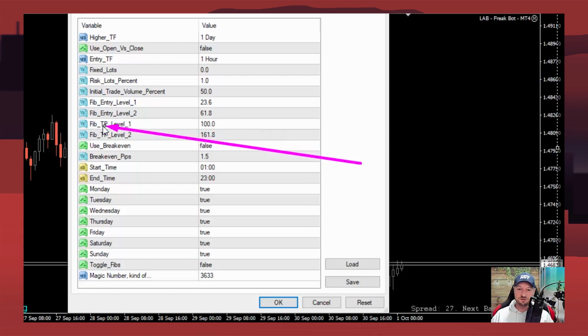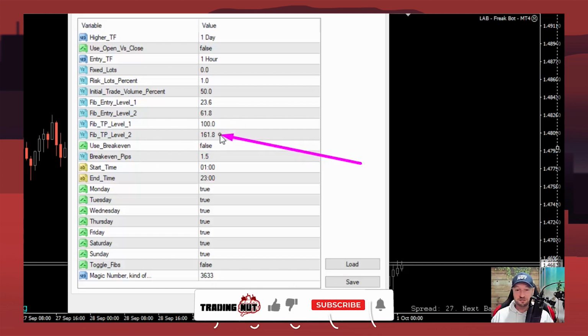Other things that we've got here below this, and the same applies in terms of this hack. They don't need to be fib levels. This is your take profit 1 level and your take profit 2 level. So we've got the 161.8. You can have a play with those as well. And in fact, I've found that using different levels other than fibs tends to work better.